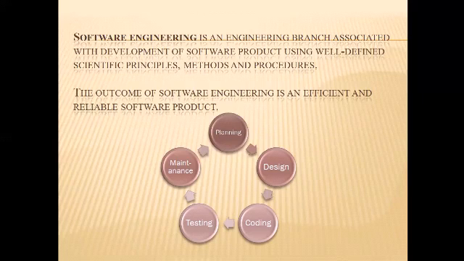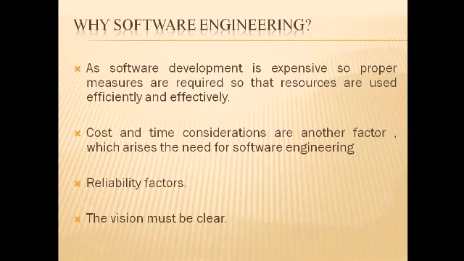Here there is a diagram in front of the screen. The first one is planning, the second is design, the third is coding, the fourth is testing, and the last one is maintenance. These are the phases of the software development life cycle. We need to study all these phases to understand the process of developing any software product. So why are we studying software engineering?